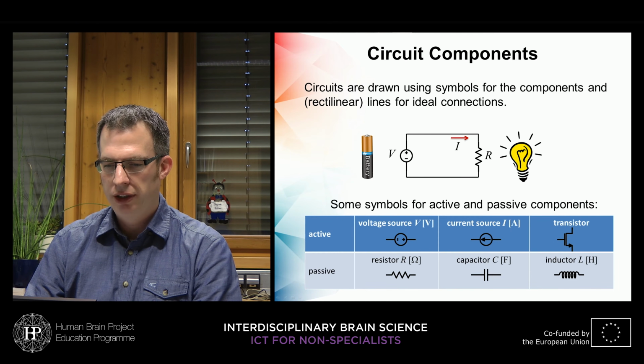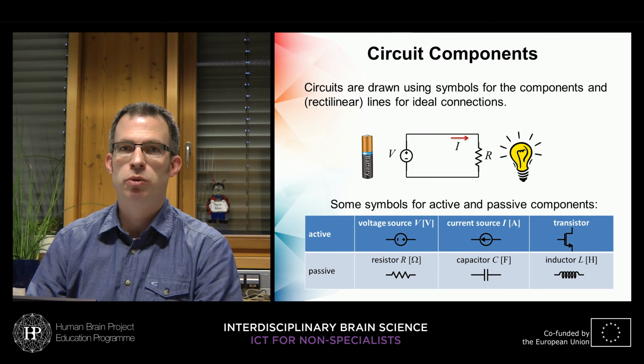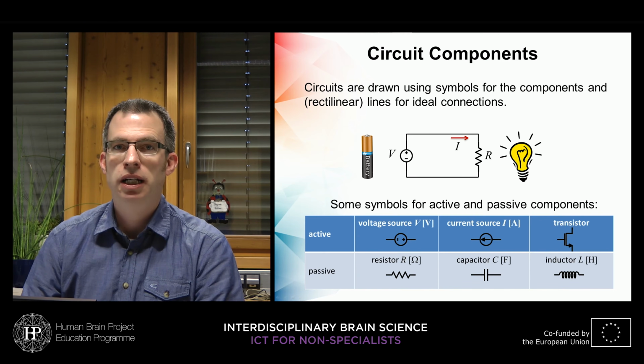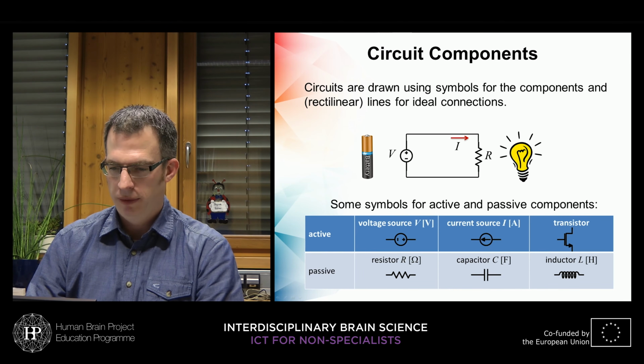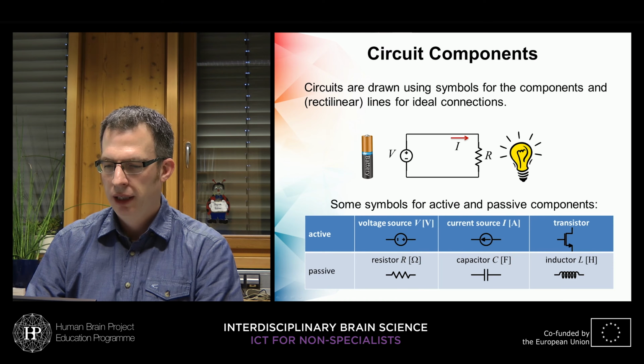Passive components are, for example, resistors, capacitors, or inductors. We will not so much treat the inductors in this lecture, but nevertheless, they belong to the passives. And you can see the units here. Resistance has ohms, the capacitor has farad, which is F, and the inductor has Henry.